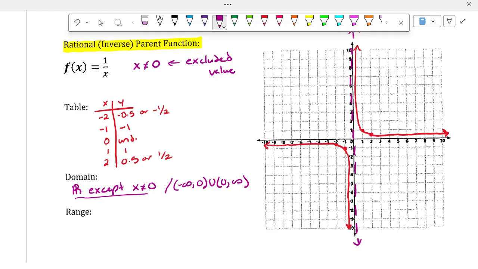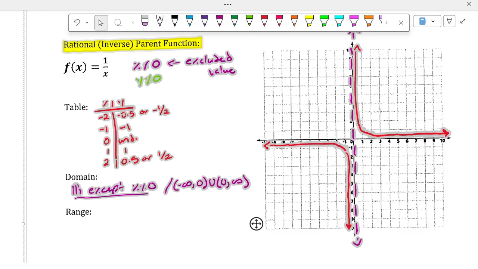It is 0, but why? Why do you think it's 0? Can we divide by any number and get 0 ever? No. Because if we divide by 0, it's undefined. The only way you can divide by a number to get 0 is if 0 is in the numerator. So another excluded value, y cannot equal 0. So if x can't equal 0, y can't equal 0.